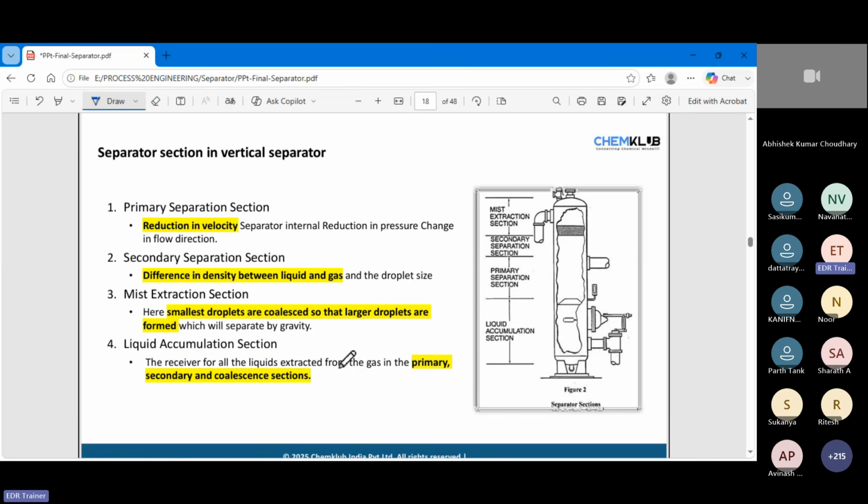Here are the same primary zone, secondary zone, liquid accumulation, and mist extraction. We can trap the liquid over here. And this is a disengagement space. According to the disengagement space, liquid and vapor will travel from bottom to top.